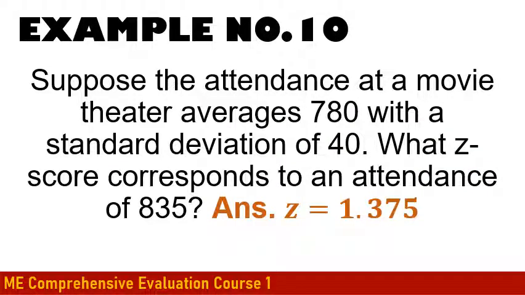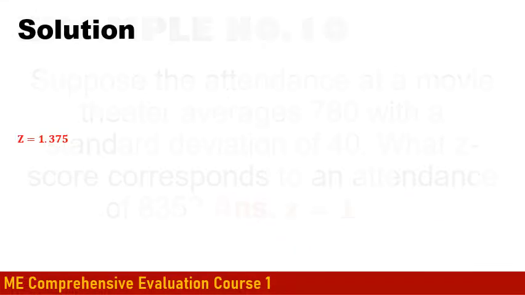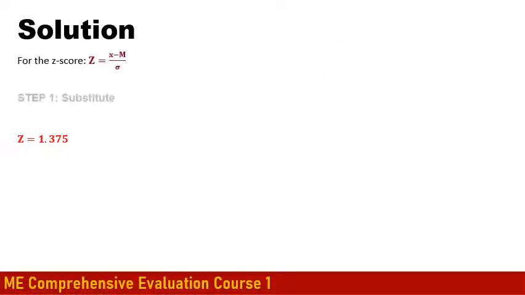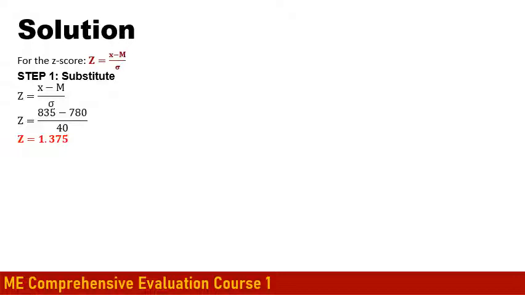Suppose the attendance at a movie theater averages 780 with a standard deviation of 40. What z-score corresponds to an attendance of 835? So in this problem, we're given the average, which is 780, the standard deviation of 40, and the attendance, which is 835, and we're looking for the z-score. We simply substitute the given in the formula since they are already direct, and we will get the z-score as 1.375. So the positive value denotes that it is in the upper level in the distribution, upper level with respect to the average.